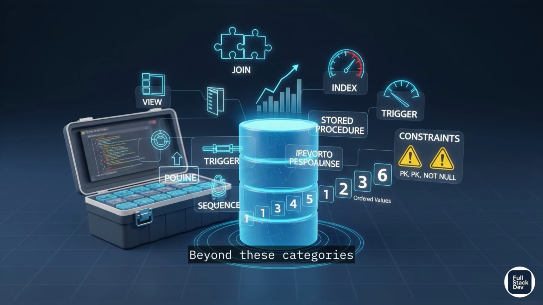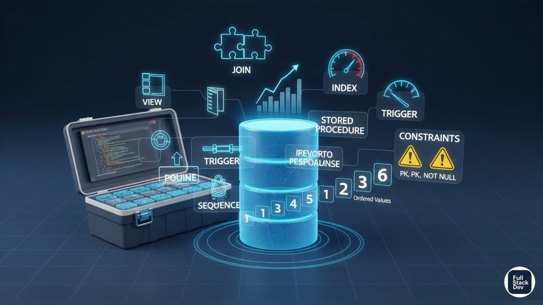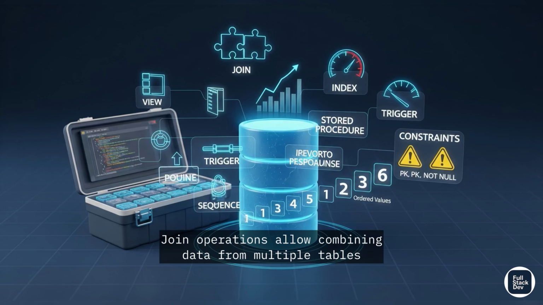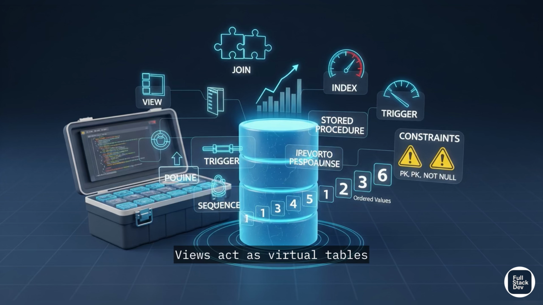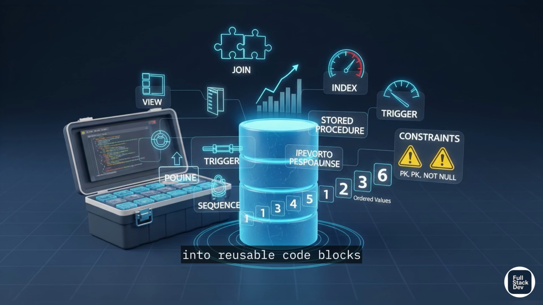Beyond these categories, there are advanced SQL concepts every full-stack developer should know. Join operations allow combining data from multiple tables. Views act as virtual tables that simplify complex queries. Indexes speed up search and retrieval. Stored procedures help organize complex logic into reusable code blocks. Triggers automatically run actions when certain conditions are met.